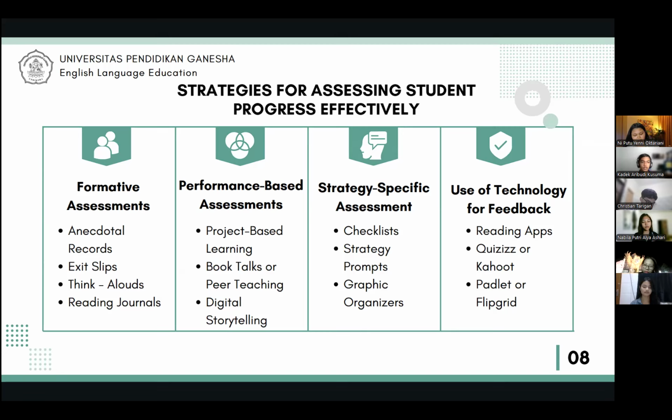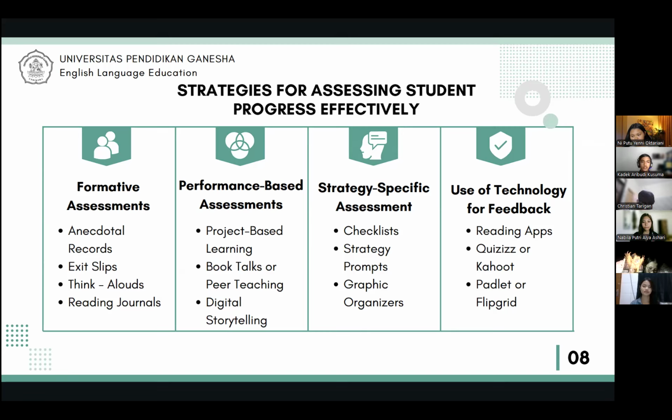And the second one is exit slips. A quick written reflection, for example, what was the most important in today's reading, can show comprehension and strategic thinking. And the third one is think aloud. Students explain their thinking out loud while reading, showing how they apply strategies like predicting or summarizing. And the last one is reading journals. This allows students to reflect on what they read, how they understood it, and which strategy they use.